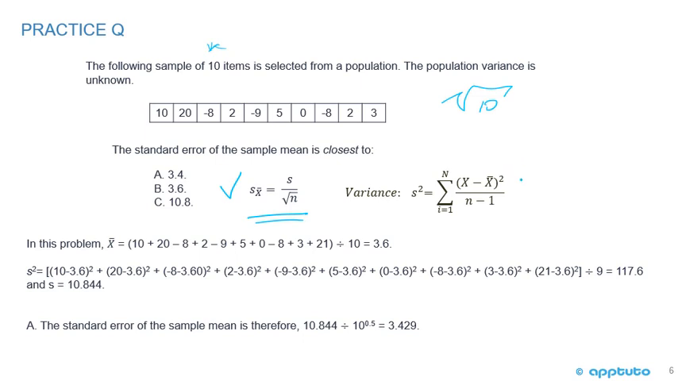But we have to calculate the numerator, which is the standard deviation. And so that's just a quick variance calculation. Remember, variance is the sum of x minus x bar squared divided by n minus 1, okay? And n minus 1 is going to be 9 in that case. And so the first thing that you have to do is calculate your x bar, and that's just the average. So that's 10 plus 20 minus 8 plus 2 minus 9 plus 5 plus 0 minus 8 plus 2 plus 3, which is 21, divided by 10. So we've got our 3.6, okay?